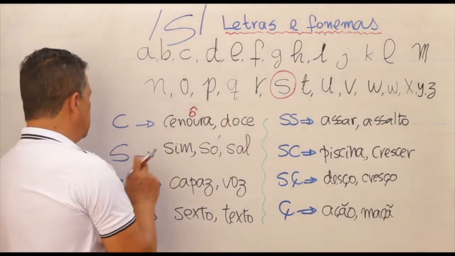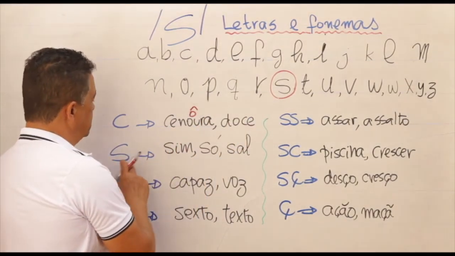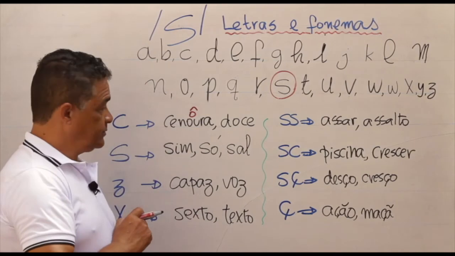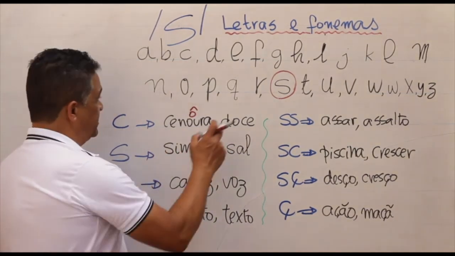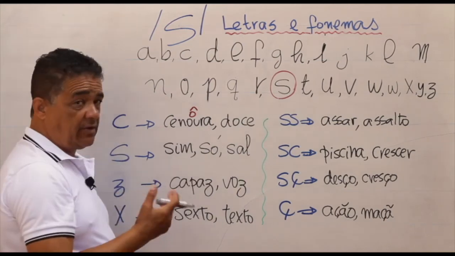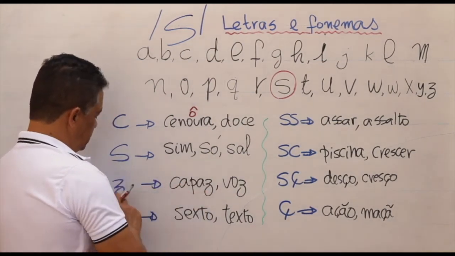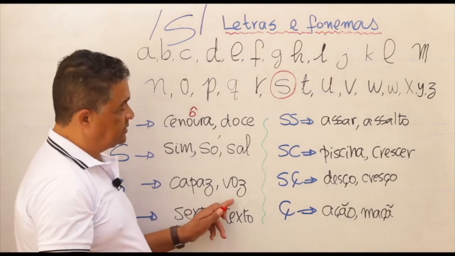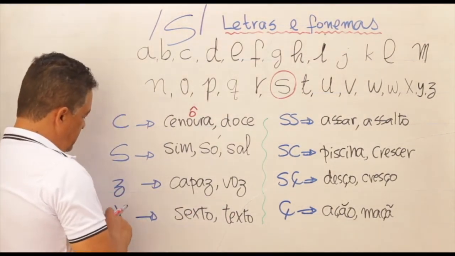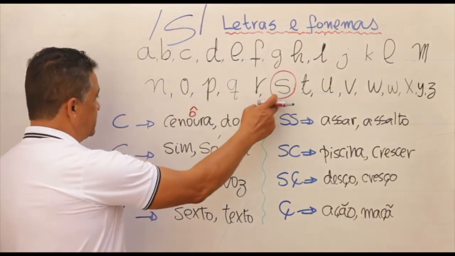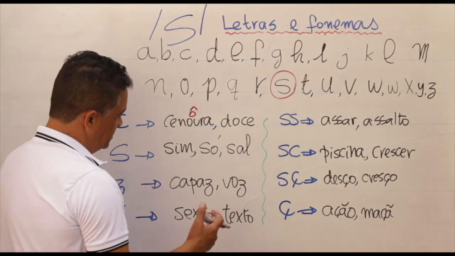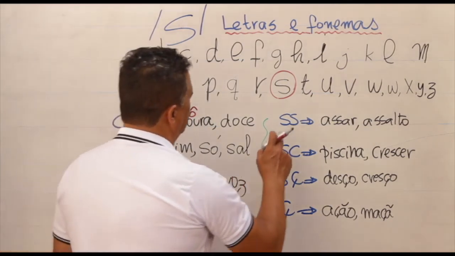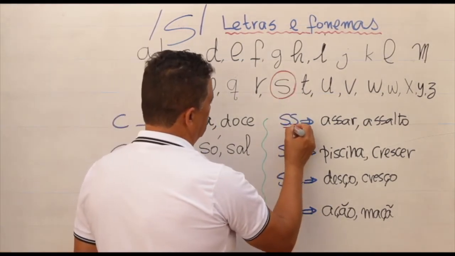Now, we have S with the letter S. We have seen it already. So, sim, yes, saw, sozinho, alone, and salt, sal. Now we have the sound S with the letter Z. We have already seen it. So, we have words like capaz, able, to be able, and voz, voice. Now with the letter X, we have already seen it. We say sexto, which means sixth. Sexto, texto, text.